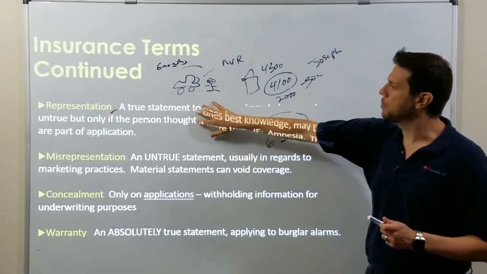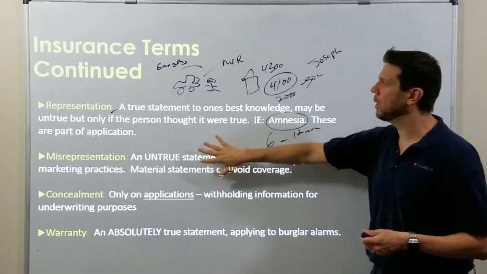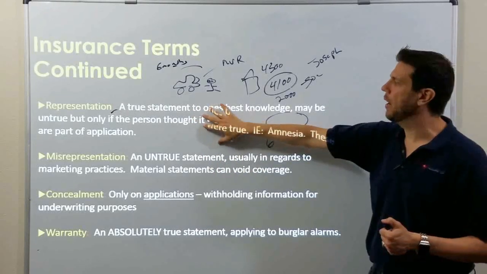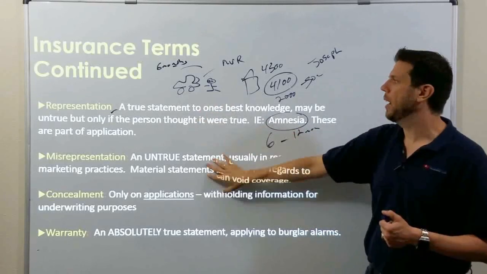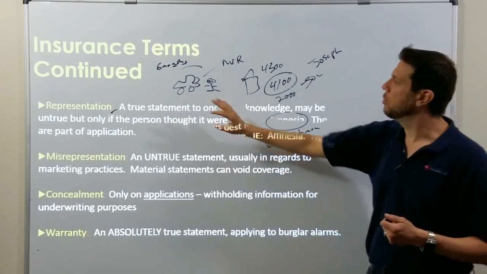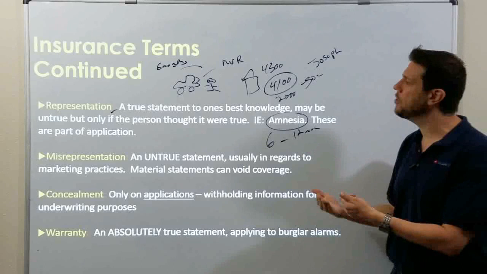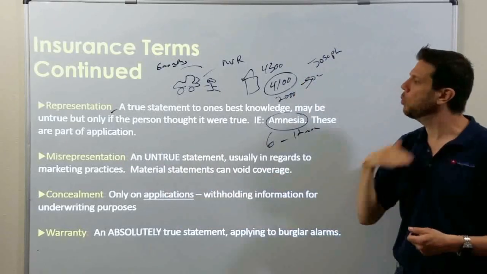So these are very subjective terms depending on what the customer knew when they were applying. If you knew about it up front and you lied about it, that would be a misrepresentation. But if you didn't know about it and you didn't know you were lying, that's just a representation. So representations are true to the best of your knowledge. Misrepresentations are intentionally untrue statements. Material misrepresentations can void a policy.